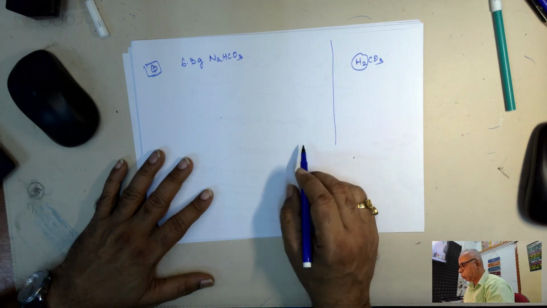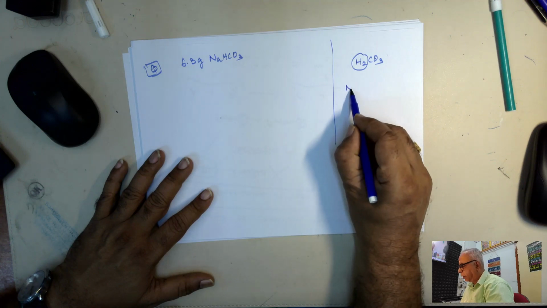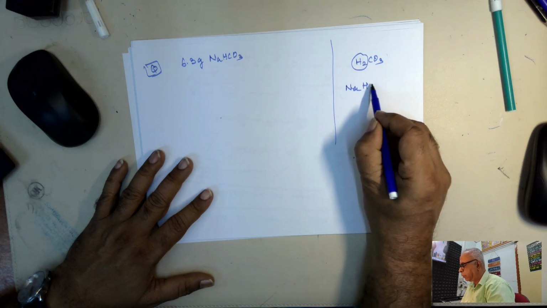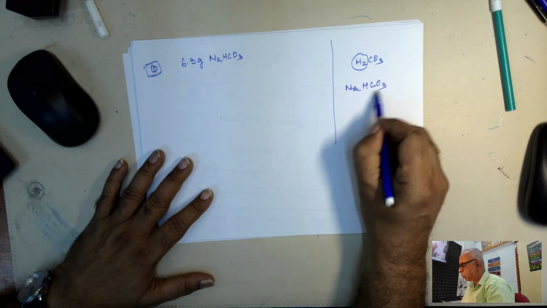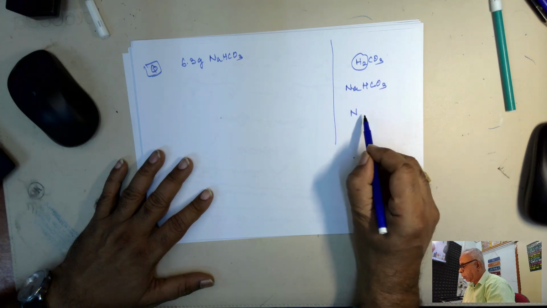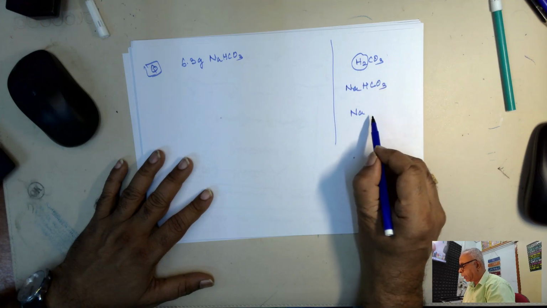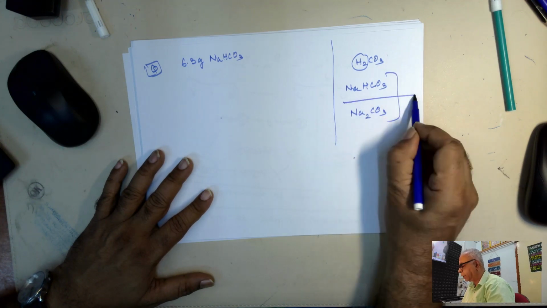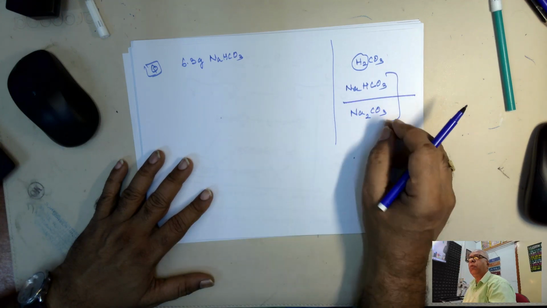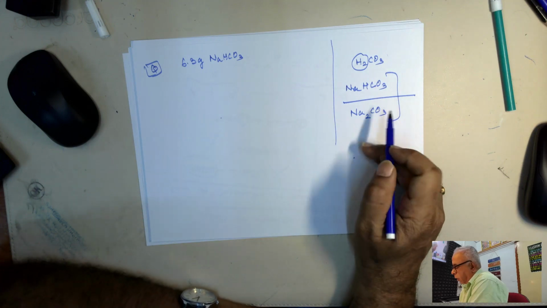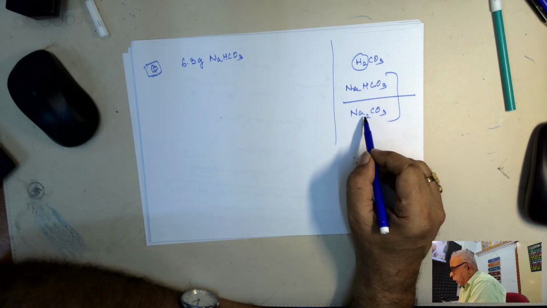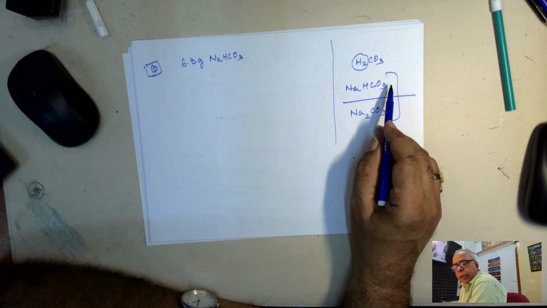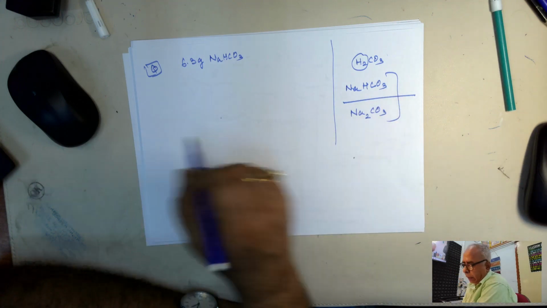So in H2CO3, Na replaces one hydrogen so that you get NaHCO3. When both hydrogens are replaced by sodium, it is called Na2CO3. You should make the difference between these two. What do you call this one? This is sodium carbonate. And what about this? Sodium hydrogen carbonate, right? Okay.